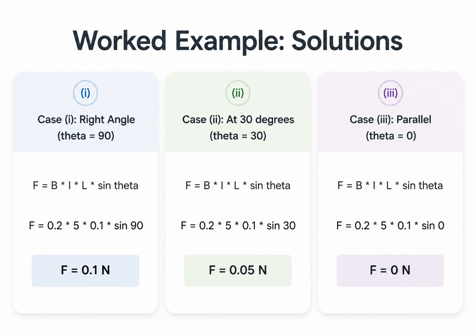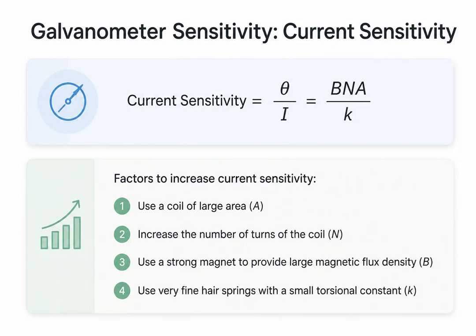Now that we understand how a single straight conductor experiences force, we can look at what happens when we loop this conductor into a rectangular coil and place it in a magnetic field. Building on our understanding of how a moving coil galvanometer operates, let's examine its sensitivity. First, we have current sensitivity, which is defined as the deflection per unit current, or theta over I. Mathematically, this equals BNA over K. To make a galvanometer highly sensitive to tiny currents, we can increase the coil area A, add more turns N, use a stronger permanent magnet to boost B, or use very fine hairsprings with a small torsional constant K.